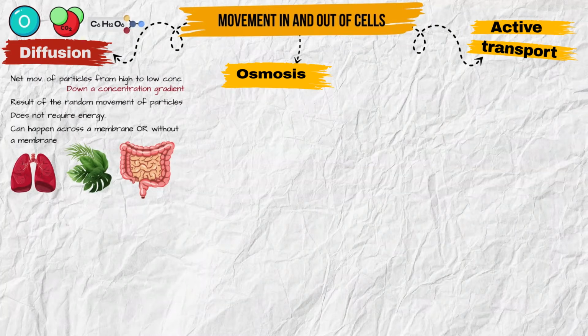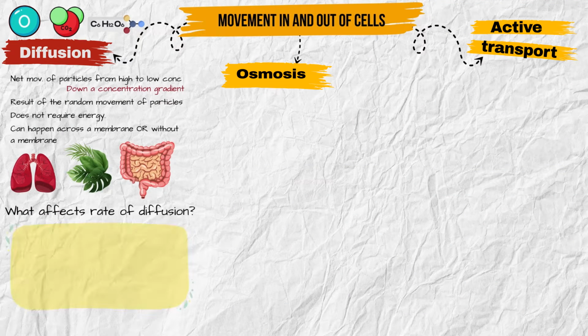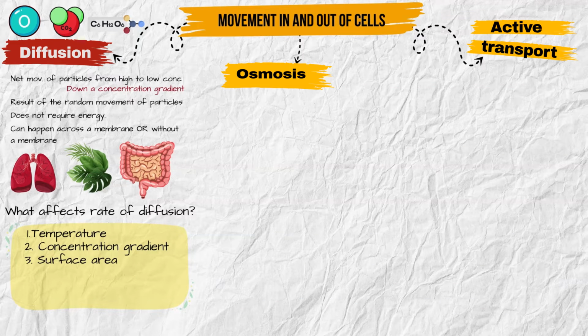Now let's talk about what affects the rate, whether diffusion is fast or slow. Number 1, temperature. Higher temperature, faster diffusion. Number 2, concentration gradient. The steeper the gradient, the faster the diffusion. Number 3, surface area. The larger the surface area, the faster the diffusion. Number 4, particle size. Smaller particles diffuse faster. Number 5, membrane thickness. The thinner the membrane, the faster the diffusion.